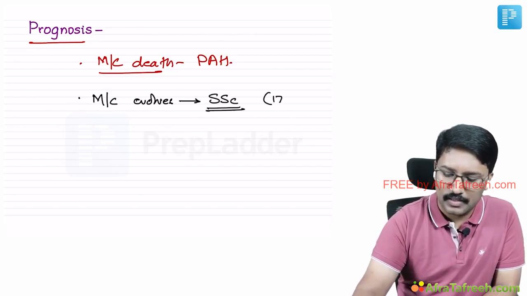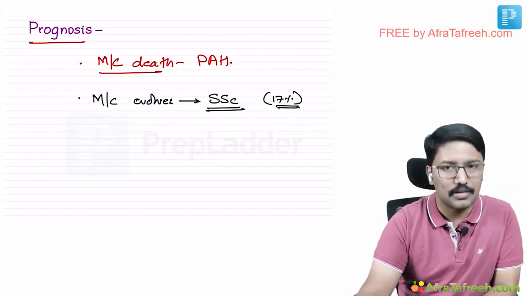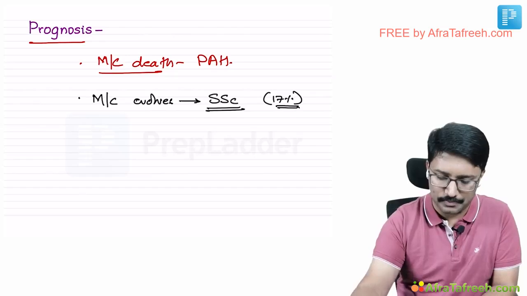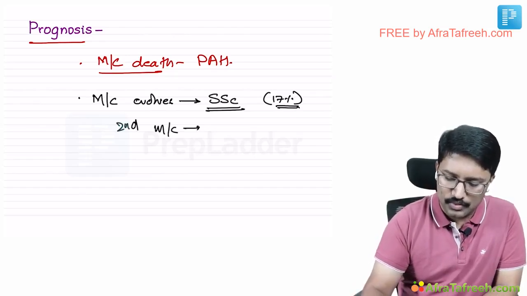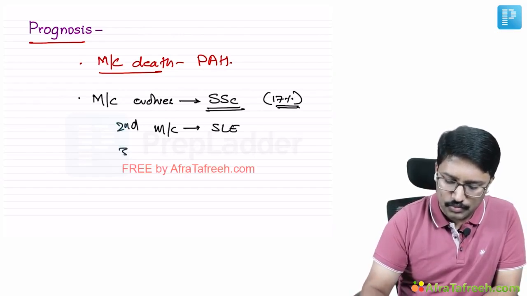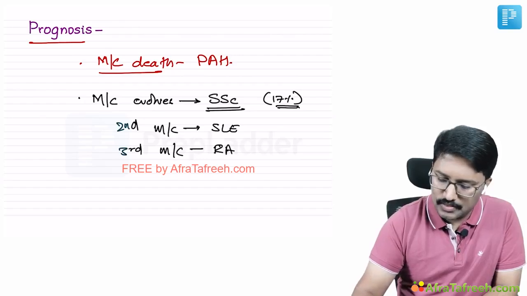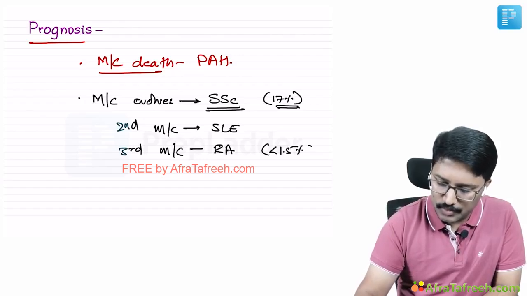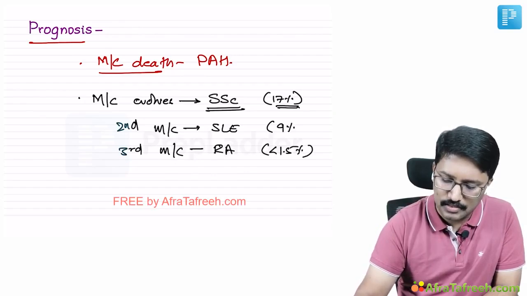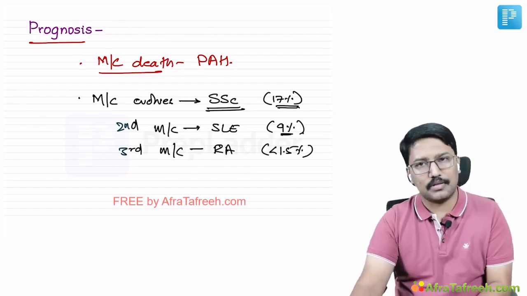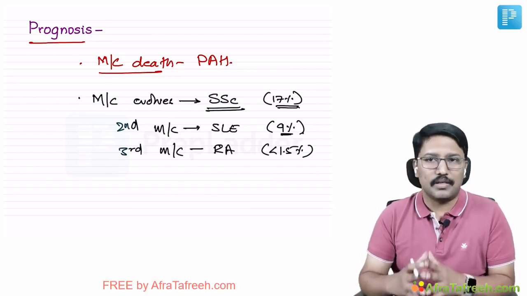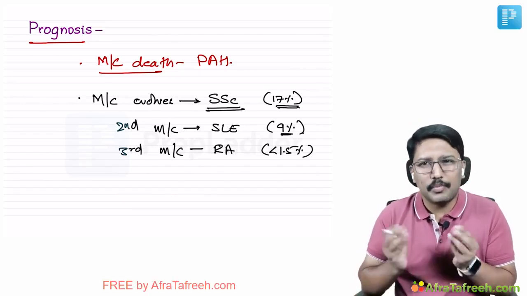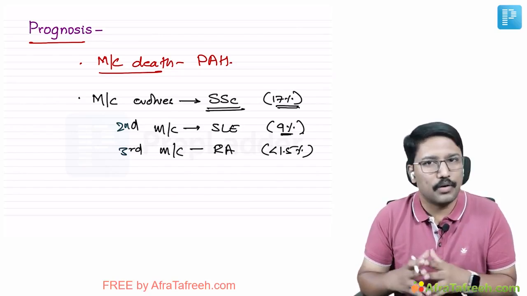This is seen in around 17% of patients in one of the major studies from India. Okay. Then the second most common evolution is into SLE, and the third most common evolution is into your rheumatoid arthritis. So this is seen in less than 1.5% of the patients. Evolution into SLE is seen in around 9% of the patients. Okay. So that completes our basic understanding of the MCTD, mixed connective tissue disorder, and also a little bit of a quick overview of the overlap syndromes.